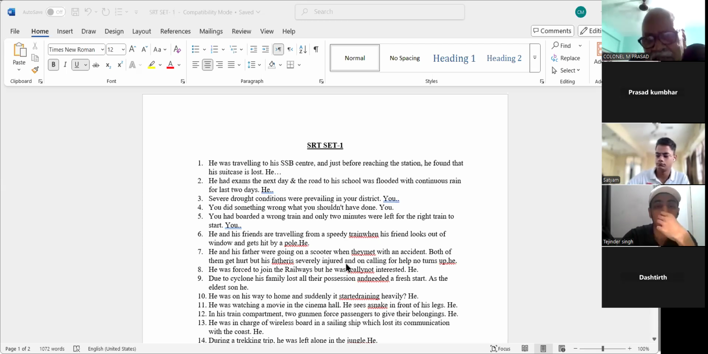After that, in this particular situation, he was traveling to SSB, and on reaching the station, he found that his suitcase is lost. Lost where? Has someone committed theft? Nothing is given here. Has someone taken it out? Nothing is given here. Has it been displaced somewhere? Nothing is given out. So it is up to me to decide how I should react to that. Is it or not? Satyam, tell me what have you written?